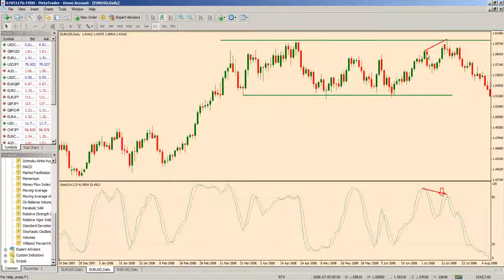Now, if you take a look here, this is regular divergence. Higher high in price, lower high in the oscillator. What does that talk about? That talks about loss of upside momentum, disagreement between price and oscillator, divergence. Price should correct that disagreement by going down. This occurs right at very significant resistance, the all-time high right here.